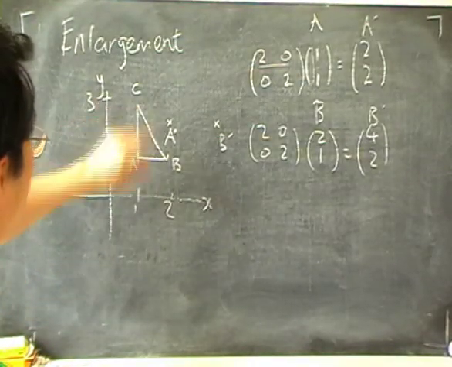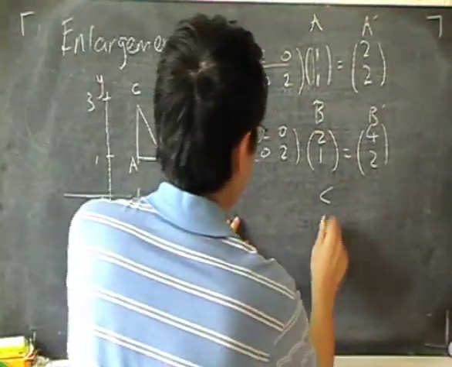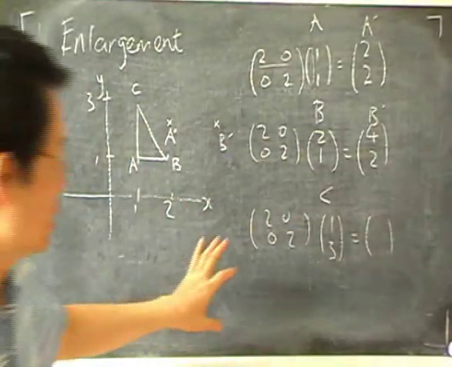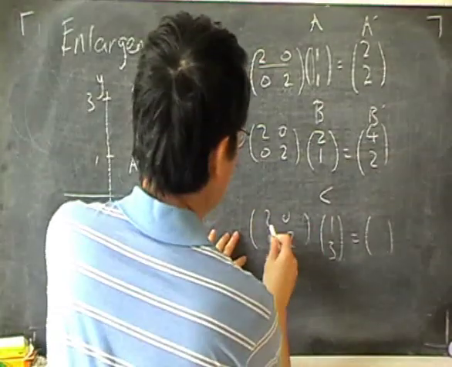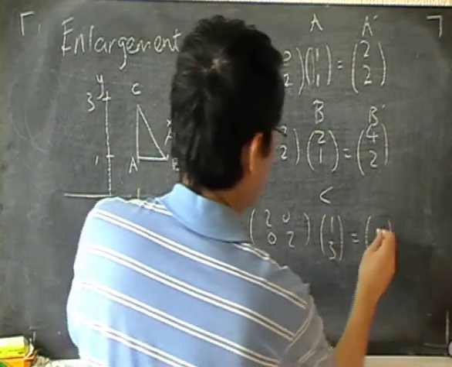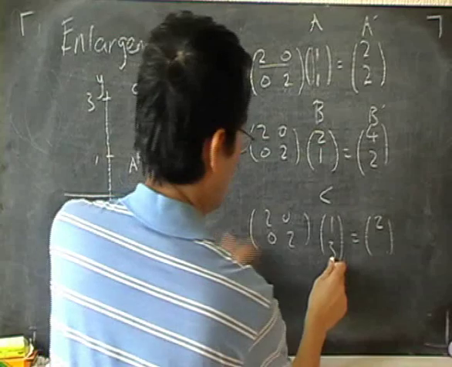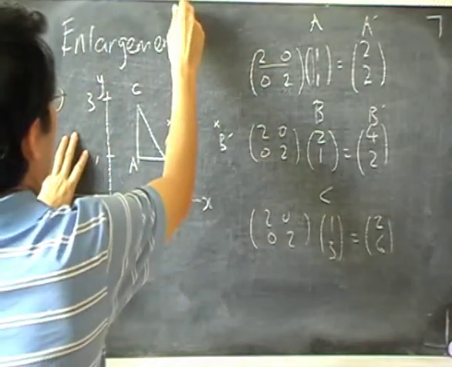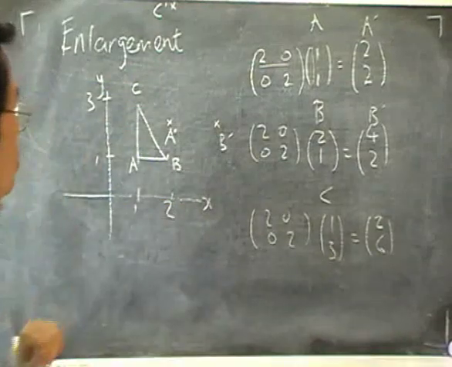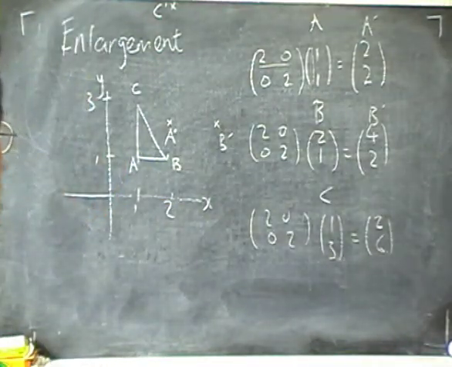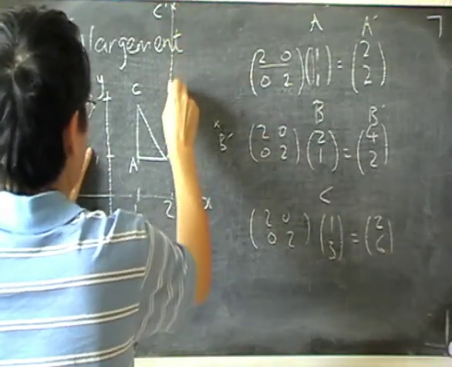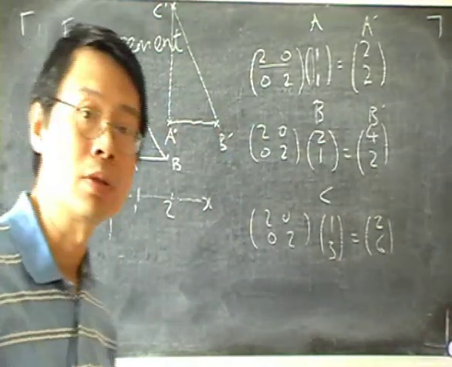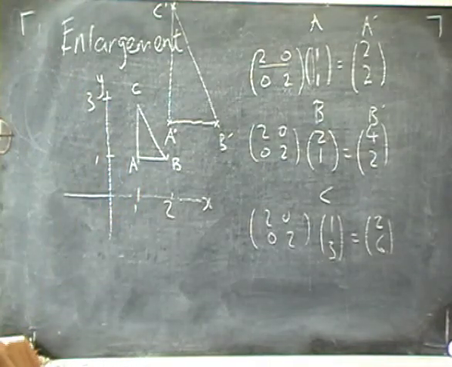And last point, C, is 1, 3. So following the same idea, when we multiply this, we'll find 2 times 1 plus 0 is 2, 0 times 1 plus 2 times 3, which is 6. So 2, 6 is the image of C. 2 is here, 6 is about there. So C prime is roughly here. So those are the new points for the corners of the new triangle. And if I join those points, you see this is what you get. The triangle is enlarged. That's why we call this an enlargement.